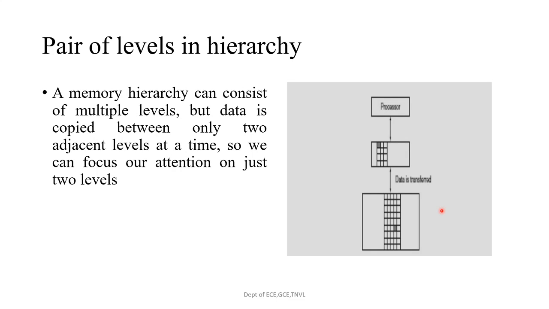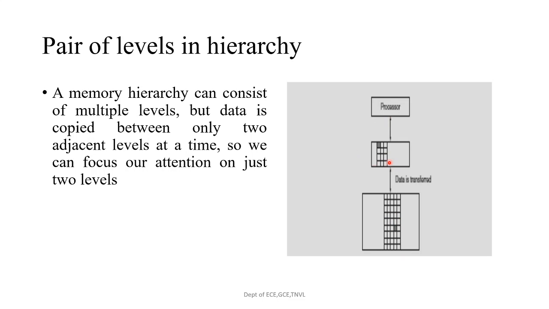So if we see here, this is a pair of levels in the hierarchy. A memory hierarchy can consist of multiple levels, but data is copied between only two adjacent levels at a time. So we can focus our attention on just two levels. This diagram has the processor and this is the memory hierarchy. This is the upper level and this is the lower level with respect to the processor.